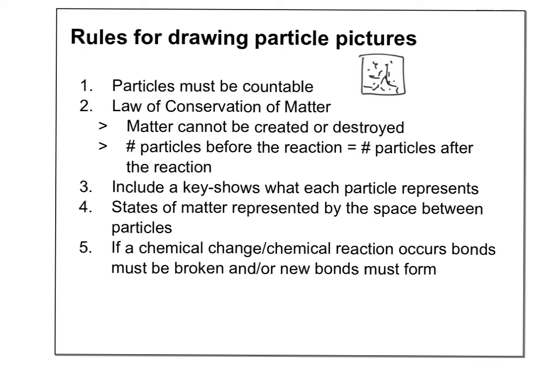You need a key. Tell me what each symbol, shape, color represents. States of matter can be represented by the spacing between the particles if that's important. So something like this maybe would be a solid, something like this, a liquid, and maybe a gas. We have a couple that left the container. And then if a chemical change happens, you have to show bonds being made and or broken.